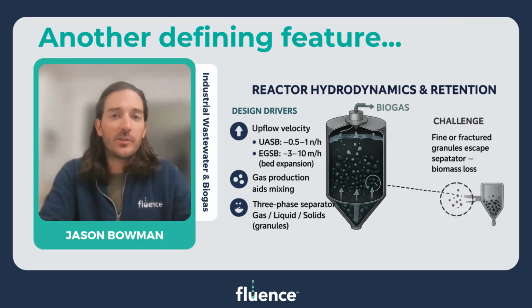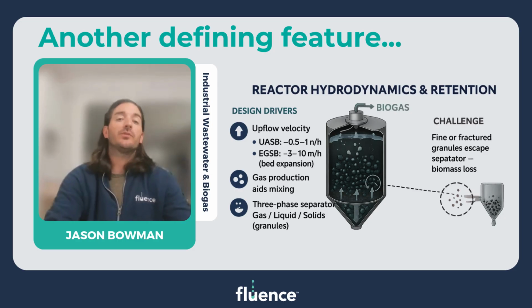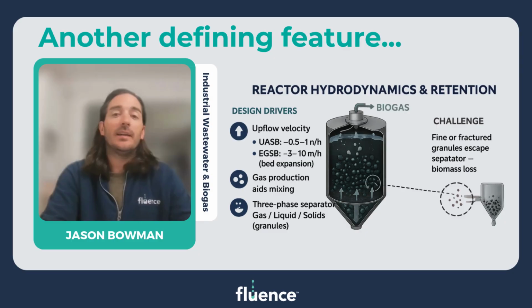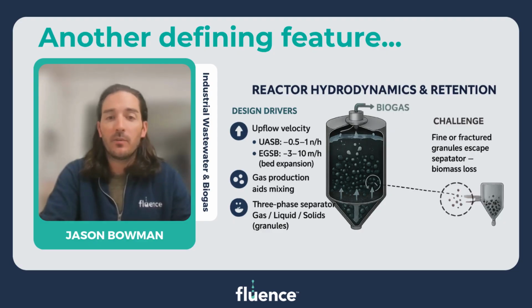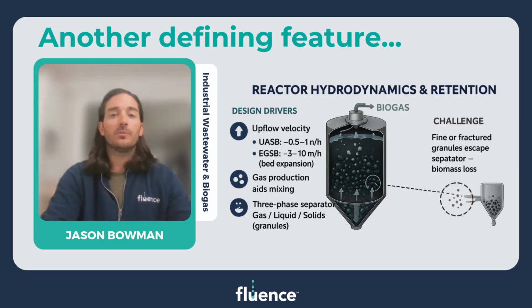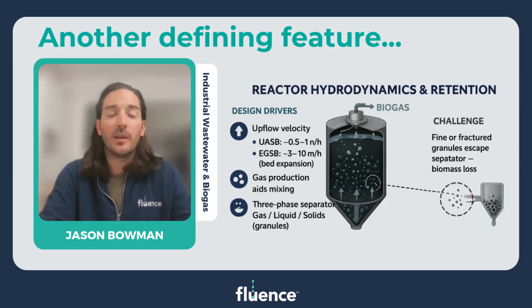Another defining feature of these high rate granular systems is the internal hydrodynamics of the reactor. These systems rely on an upflow to create a superficial velocity, and this is mainly to expand the granular bed to promote mass transfer without washing out the granules. From this perspective, the upflow velocity can be controlled by external recirculation, and we'll talk more on this external recirculation in a minute.